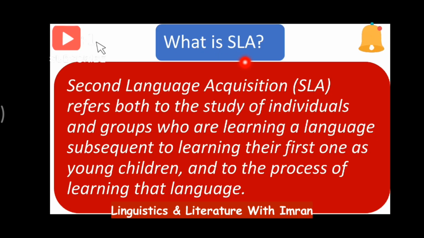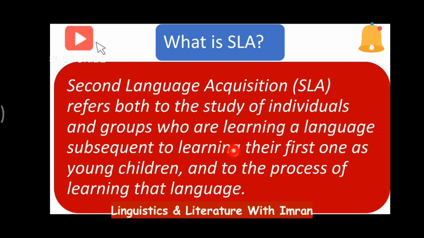What is SLA? Second language acquisition refers both to the study of individuals and groups who are learning a language subsequent to learning their first one as young children, and to the process of learning that language. So this definition has two parts. Part first says that second language acquisition refers to the study of individuals or a group. So you are studying an individual or a group who are learning a language, and that language is subsequent to their first language.